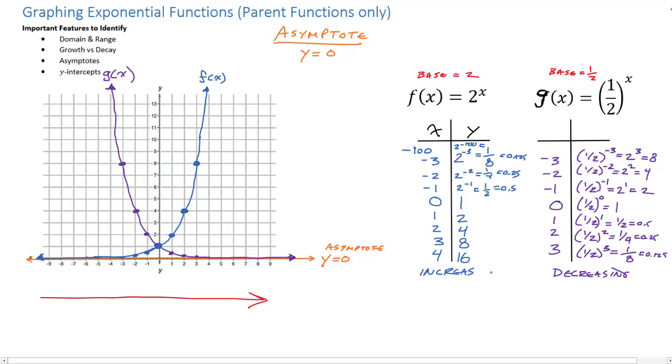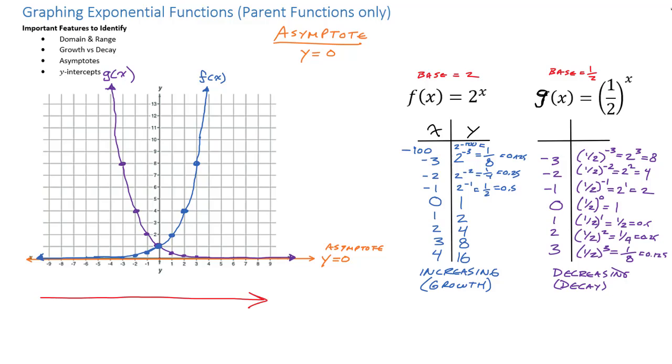Okay, so we call that exponential growth, is what the increasing one's called, and the other one's called exponential decay. So this one's called growth, and this one's called decay. Okay, it's another word for increasing and decreasing. So when you see those words pop up, that's all they mean.